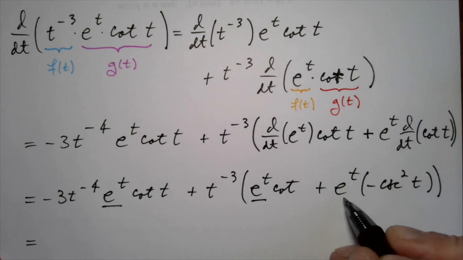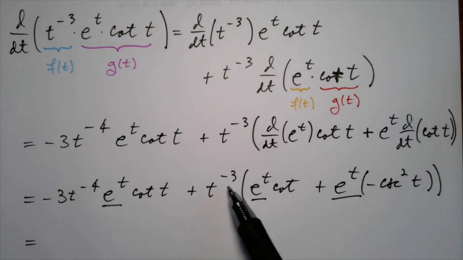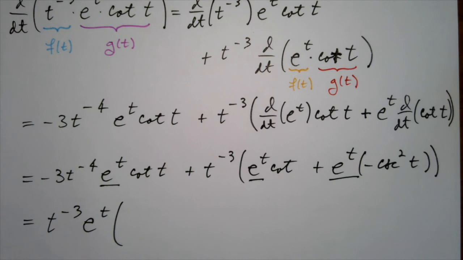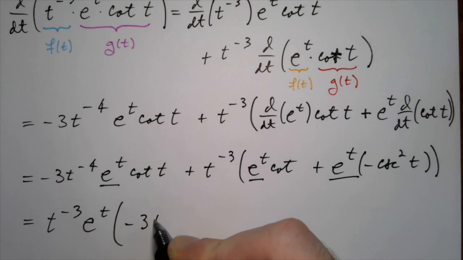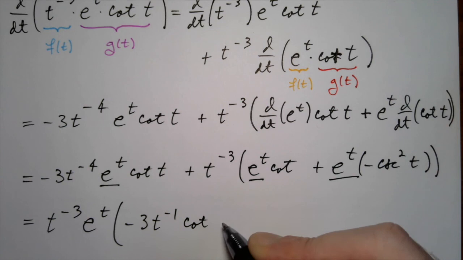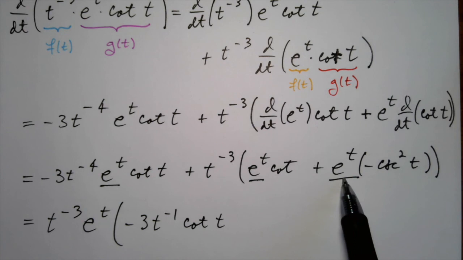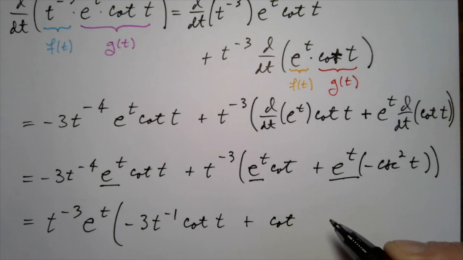And there's actually a common t to the minus 3. I suppose I'll factor that out as well. Nothing wrong with that. So we'll have t to the minus 3 times e to the t. And when we factor that out of the first function, we'll have minus 3 t to the minus 1. That'd be minus 3 over t, if you want to write it that way, times the cotangent of t. That was the first function here. For the second function, we've already accounted for the t to the minus 3 and the e to the t. So what's left? It's just cotangent of t.